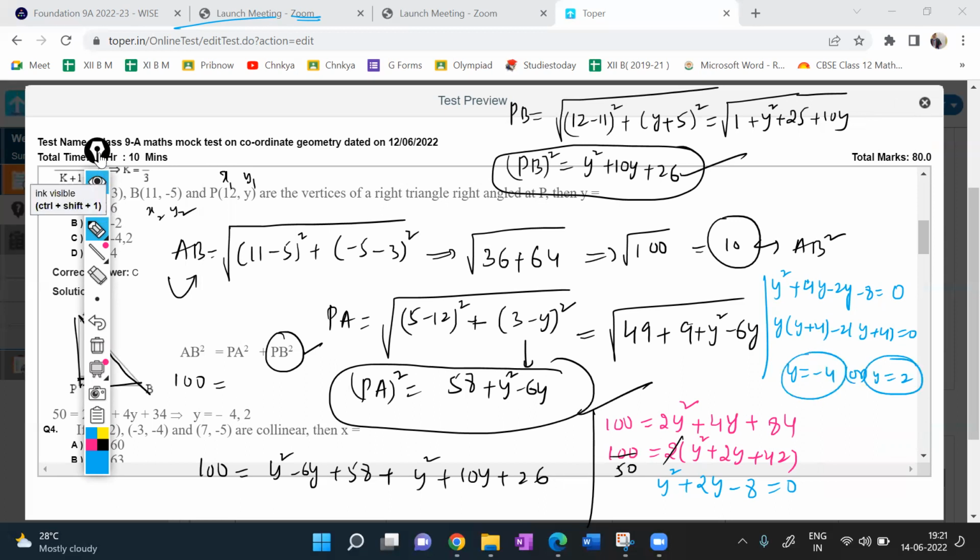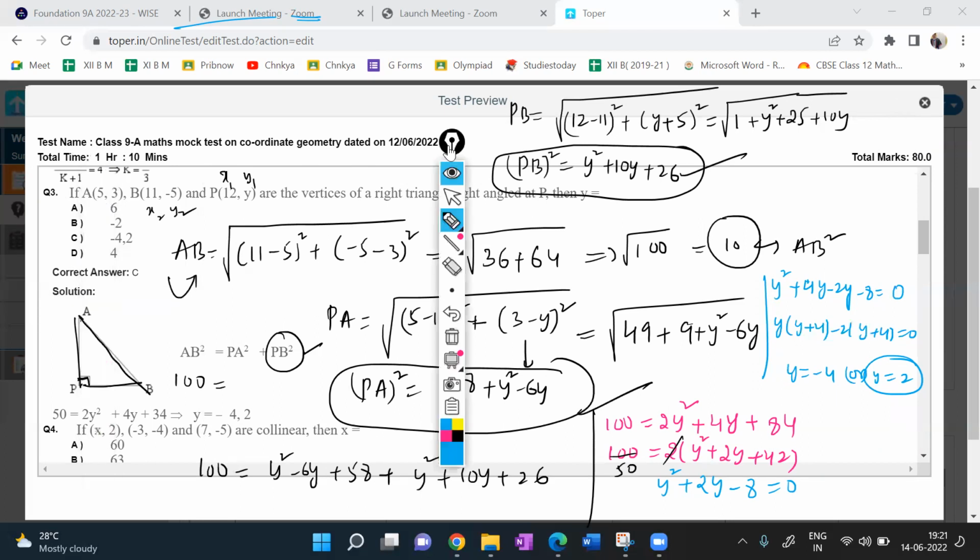Minus 4 comma 2. Where do we have minus 4 comma 2? Option C is correct. Understood my point? Guys, any doubt? Simple question. This type of questions you will be getting.